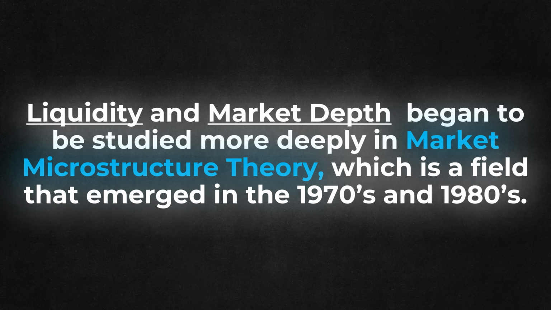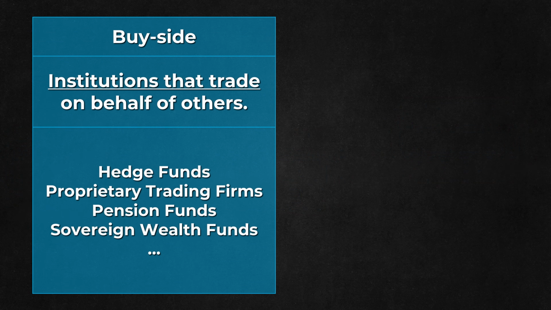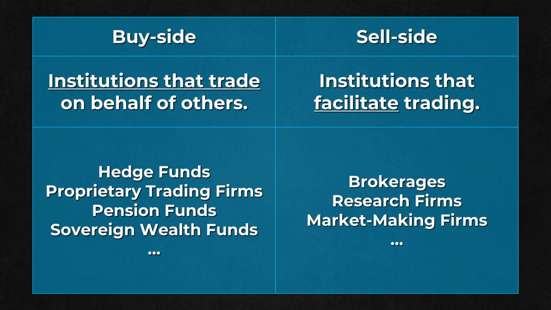Another point of confusion here is the terms buy side and sell side. In finance, the term buy side refers to the institutions that trade on behalf of others. We're talking about institutions like hedge funds, proprietary trading firms, pension funds, sovereign wealth funds, and so on. The term sell side, however, refers to the institutions that facilitate trading. These are firms like brokerages, research firms, and market-making firms.